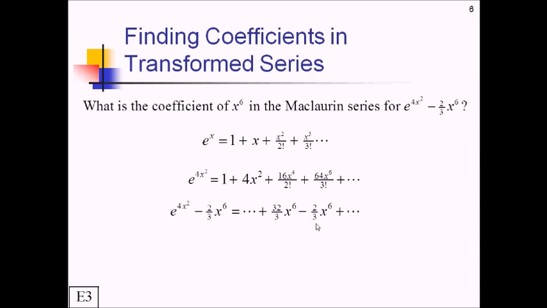But now what is this? Well, I have a common denominator already. This is just going to be 30 over 3 x to the sixth, which means that my coefficient of x to the sixth is just 30 over 3, or 10.